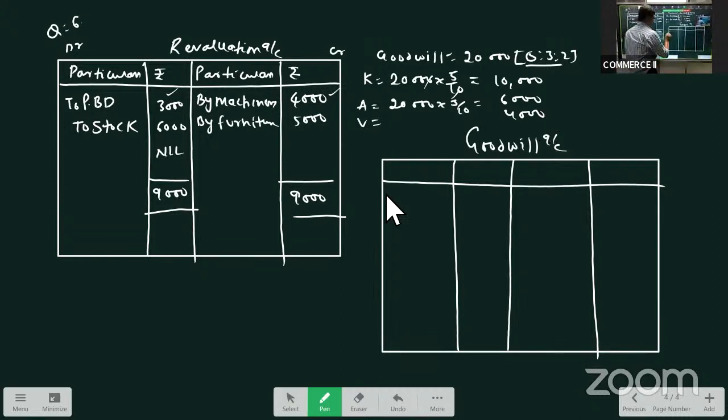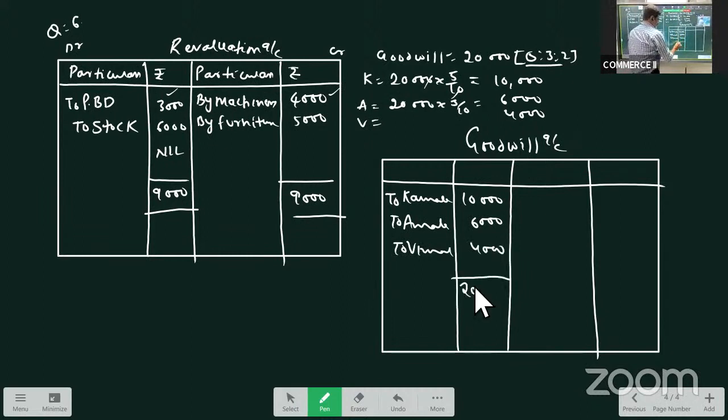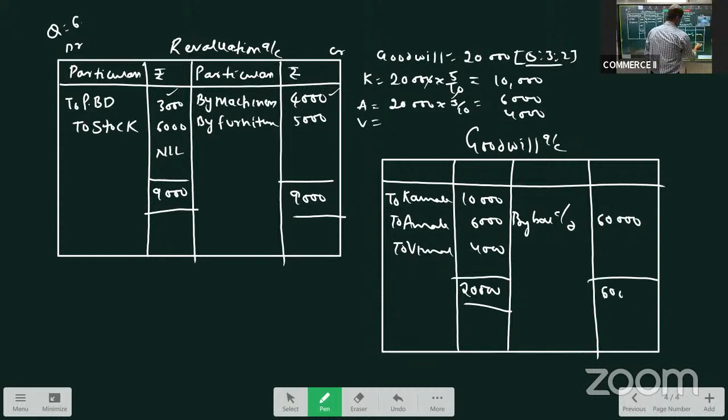So here I'll write to Kamala 10,000, to Amala 6,000, and to Vimala 4,000. And goodwill account will show a debit balance. Whenever goodwill is valued, goodwill will show a debit balance. And this debit balance we have to show on the asset side. Okay, it's a total.